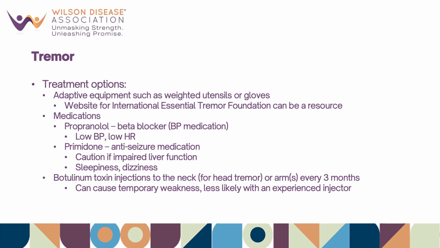We sometimes use medications. Probably the two most common are propranolol, which is a medicine often used to treat blood pressure or heart rate issues, and primidone, which is an older anti-seizure medication. We also can use botulinum toxin injections for tremor. So we could administer injections to the neck if somebody has a head tremor. We could administer injections to the arm. Potential downside of those is temporary weakness, but we try to be very skilled and cautious with our injections in order to avoid that. And those injections do have to be repeated every 3 months because it wears off.